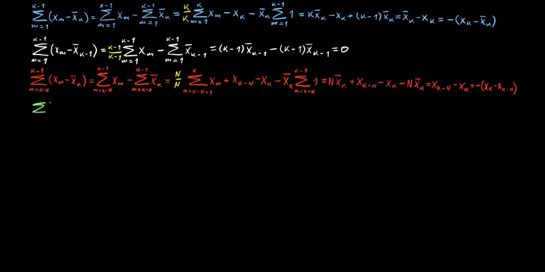Finally, the last expression is the sum of x sub m minus the previous average, where n goes from k minus n to k minus 1. This equals the sum of x sub m, where n goes from k minus n to k minus 1, minus the sum of the previous average over the same range.